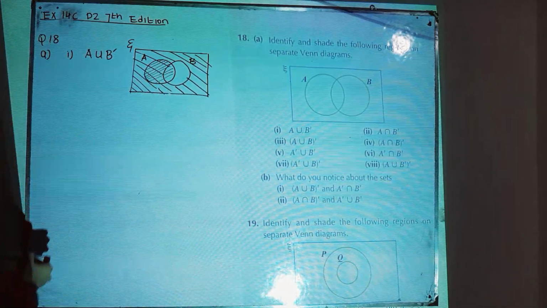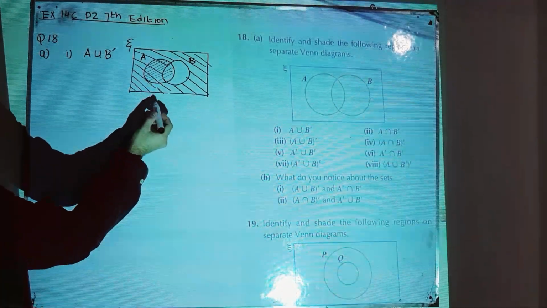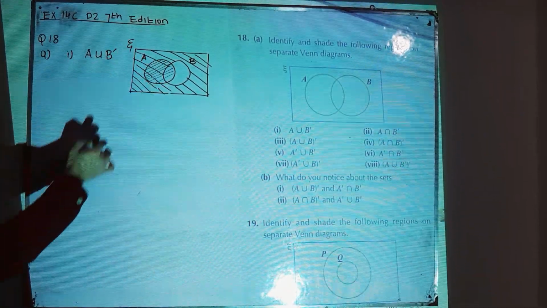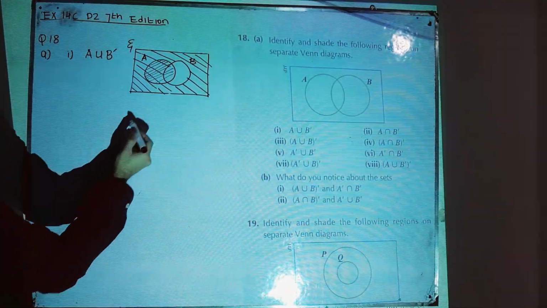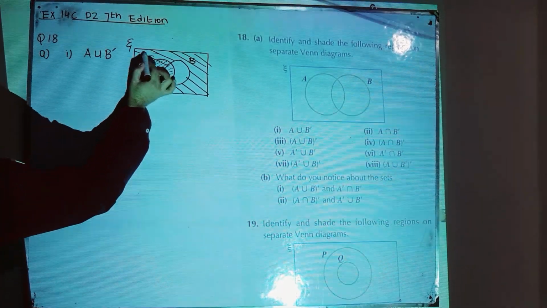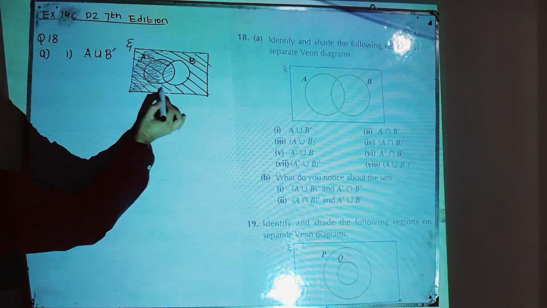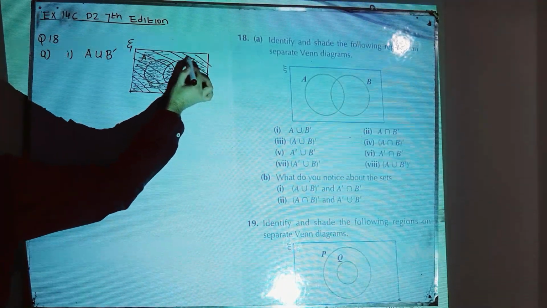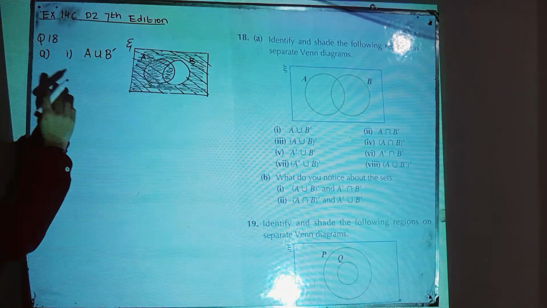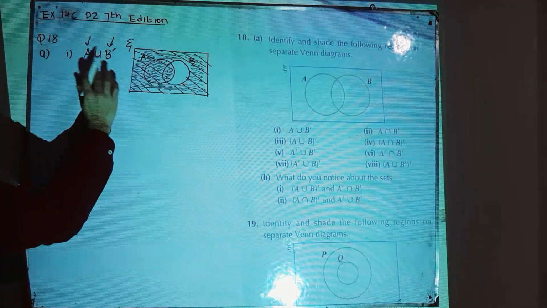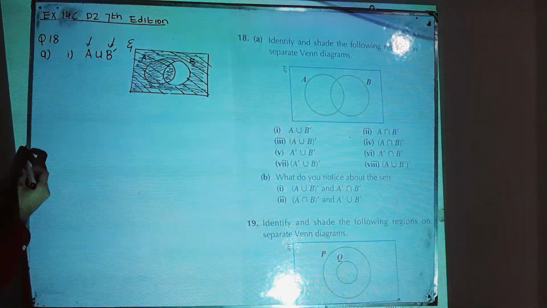Now for union, this complete region having both the hashed lines, both the inclined lines like this one and like this one, will be the answer. That is this complete region where you have got B complement and where you have got A. In union, you take all the region of A and all the region of B complement. So this complete region is the answer for part number 1.